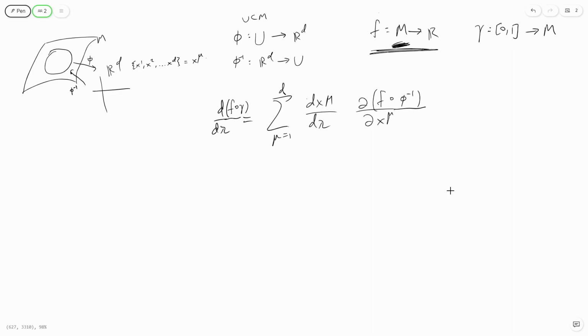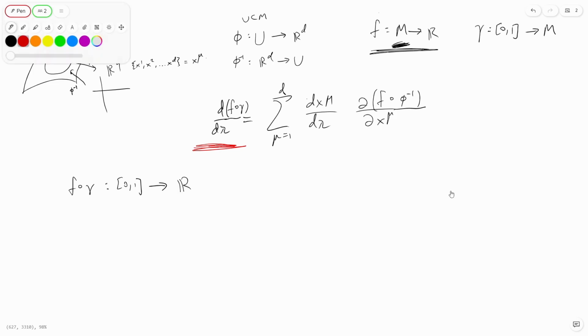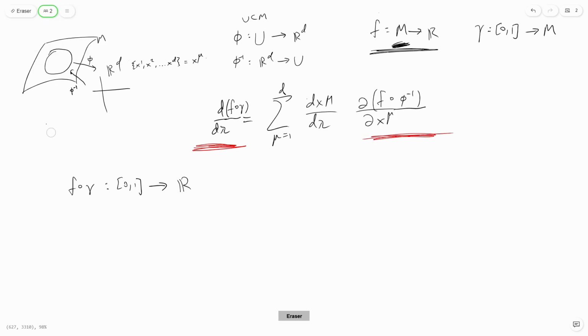Now let's break down what each of these terms mean. On the left hand side over here, we first have f after gamma, which is a map from 0 to 1 to R. And so for this parameter lambda, it makes sense to take this derivative. It's just single variable calculus. Then on the other hand, we have this term over here. What does that term mean? That term means that we have f after phi inverse. What is that a map from? It's a map from R^D to R. And because the x is now the domain, we can take partial derivatives with respect to that.